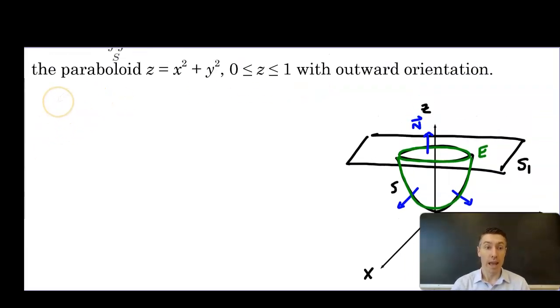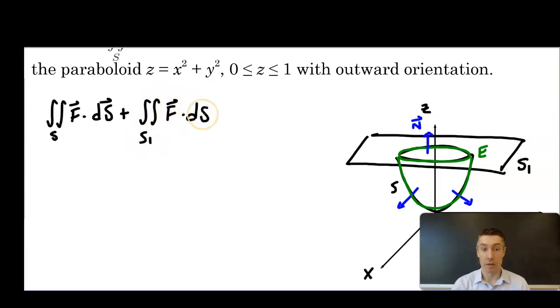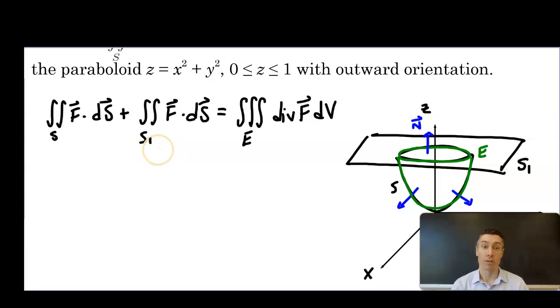Okay, so what we have here now is a situation where the flux integral we were asked for, plus the flux through the surface that we added in, that can now be equated to the triple integral over the region E of the divergence of F dV. Okay, so now by summing up these two flux integrals, we create a closed surface. So then we can use the divergence theorem.